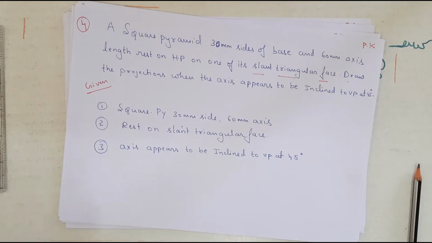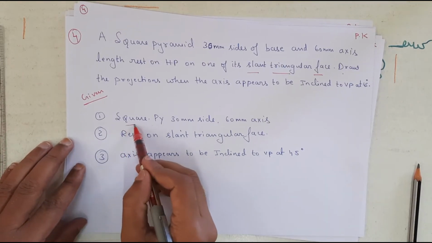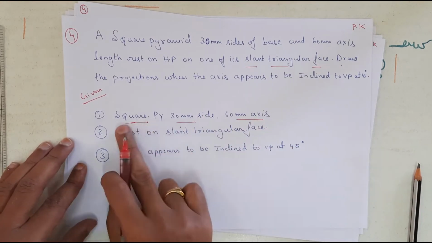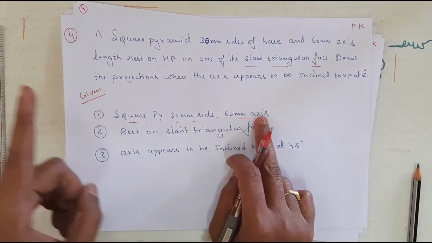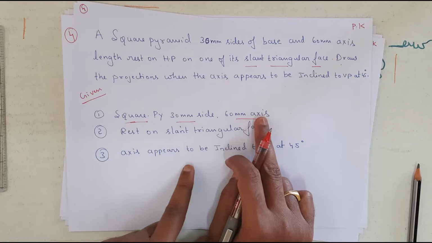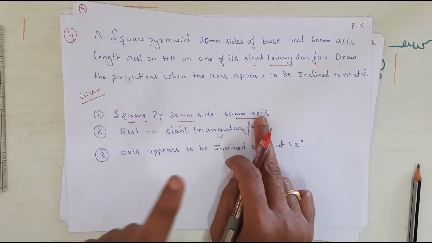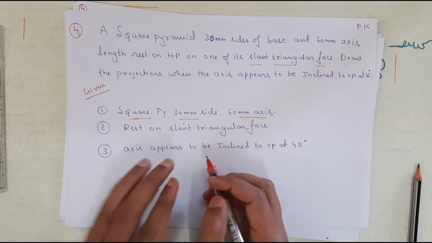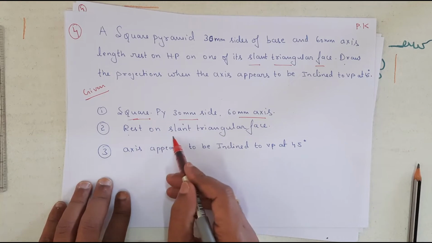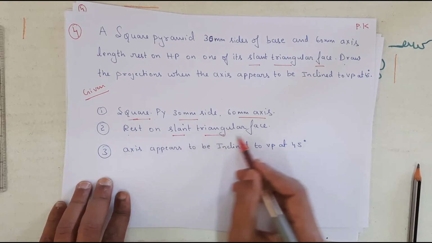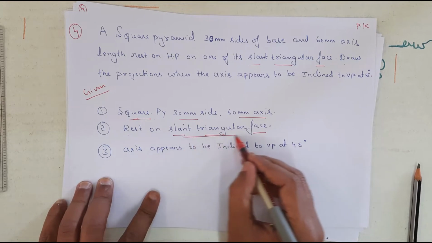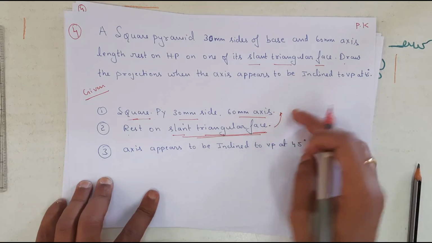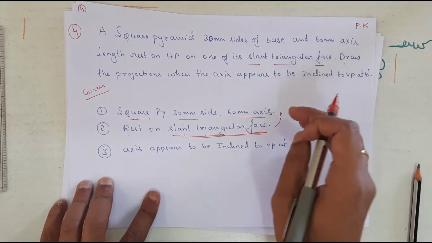Okay. So the first data required for us is the square pyramid. It is a square pyramid of 30 sides and 60 axis length. Now we need to make out whether it is resting on HP on one of its corners or on one of its edges. That data has not been given. Rather than giving that, they are telling that it is resting on HP on one of its slant triangular faces. So this data has to be used to identify whether the initial position has to be written in an edge condition or corner condition.